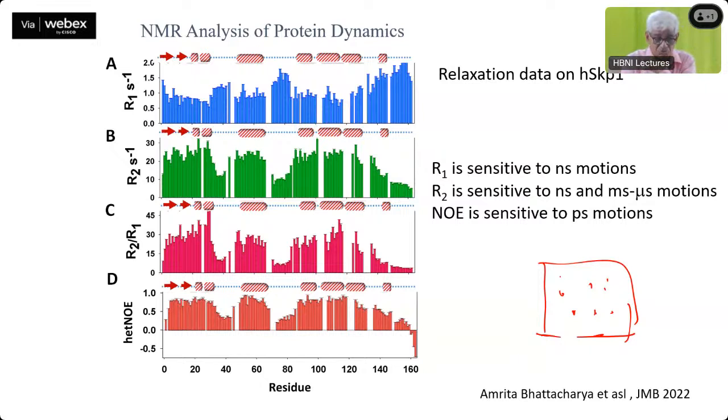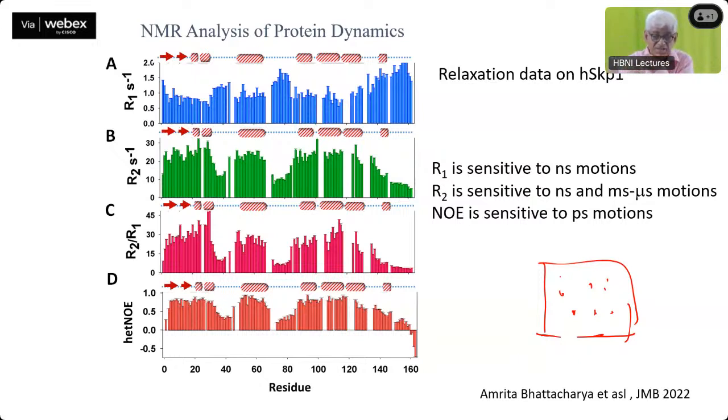Okay, now the R2s, if you see here, R2s are high in these loop areas. Seconds inverse. R2 high means T2 is low. So this is high molecular motion, and the chemical exchange contribution will also happen there. Apart from the intrinsic R2, there is also the R exchange contribution.